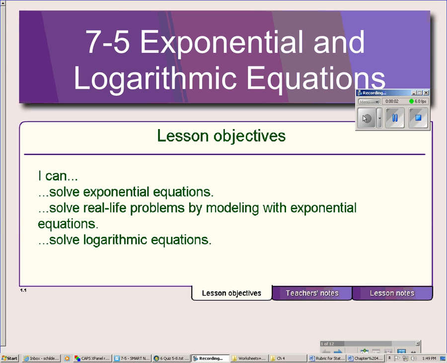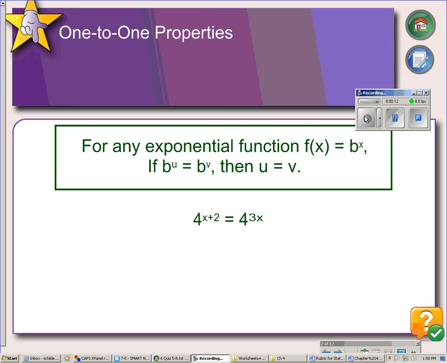This is lesson 7.5. In this lesson, we will learn how to solve exponential equations, and in part 2, we'll learn how to solve logarithmic equations. First of all, for any function in the form f of x or y equals b to the x, if b to the u is equal to b to the v, then u equals v.